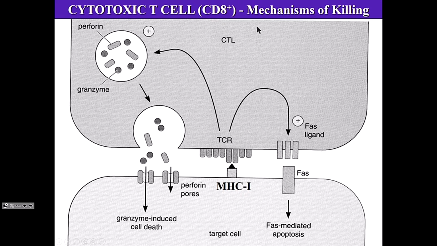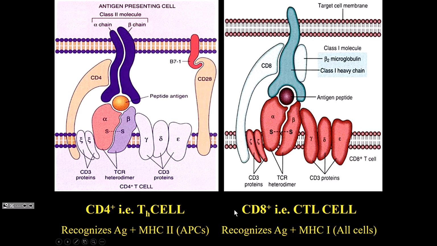So then the cytotoxic T cells can activate Fas-mediated apoptosis to cause the target cell to destroy itself. Okay? So that's how cytotoxic T cells work. And this just shows you the complexity of the MHC complexes. This is MHC2 and MHC1. You can see how many different gene products are involved in the creation of this complex. Okay?